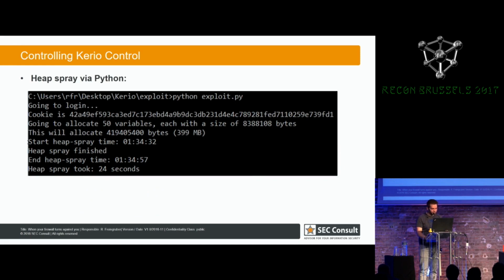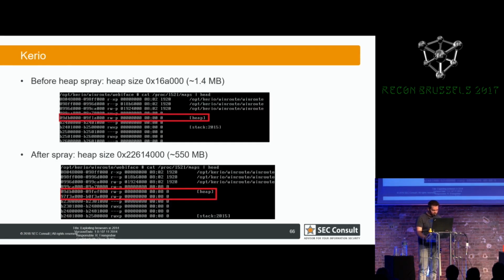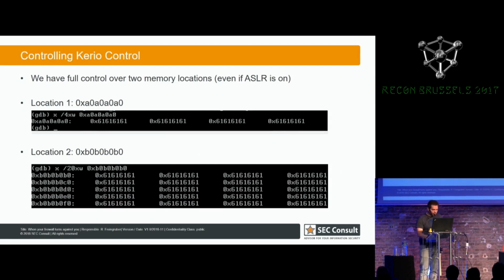So that my data is everywhere. You see here it takes about 24 seconds, and after that, just go quickly over it. You see here I have full control over 2 locations in memory. So in this case, I was just using A0, A0, A0, and B0, B0, B0. But you can use here any location which is sprayed with your code.